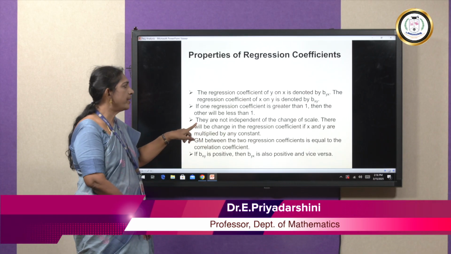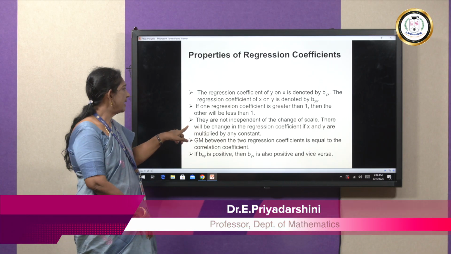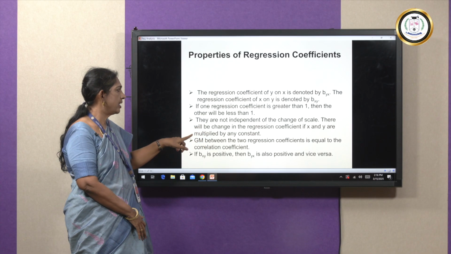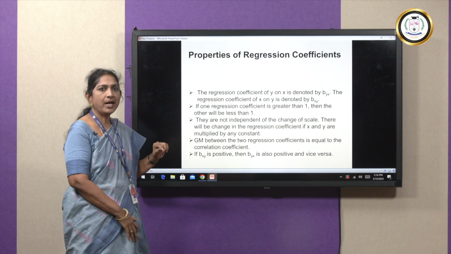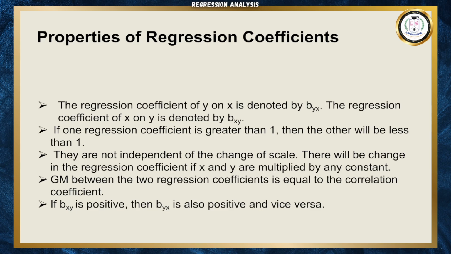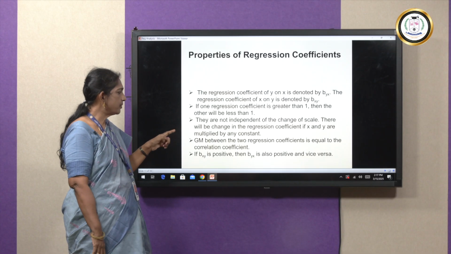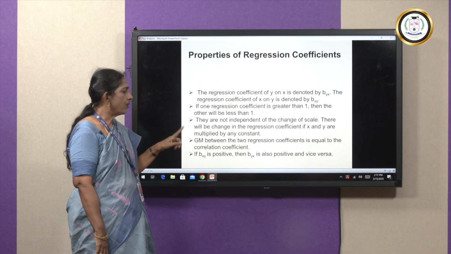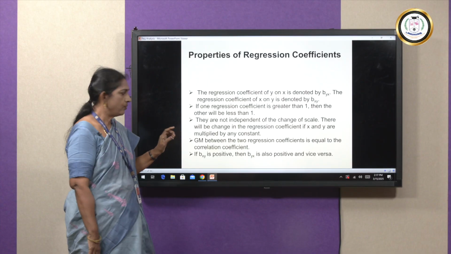And they are not independent of the change of scale, and there will be a change in the regression coefficient if x and y are multiplied by any constant. Then this we have already done as a result, that is, the geometric mean between two regression coefficients is equal to the correlation coefficient. If bxy is positive, then byx is also positive and vice versa.